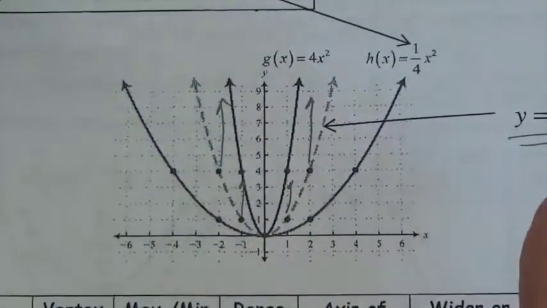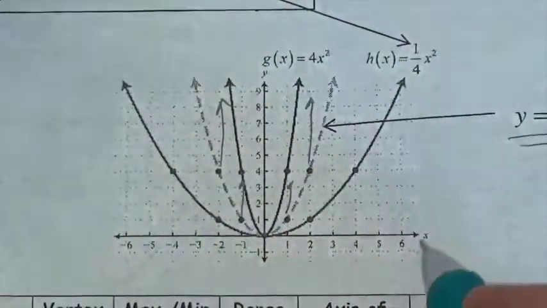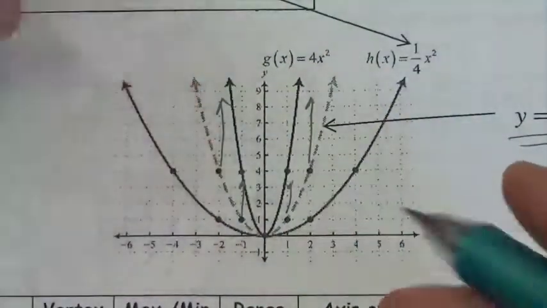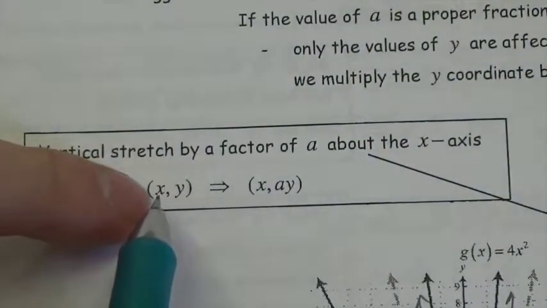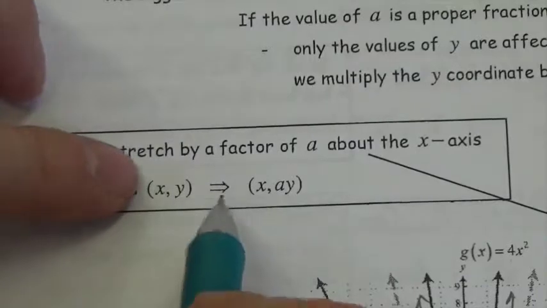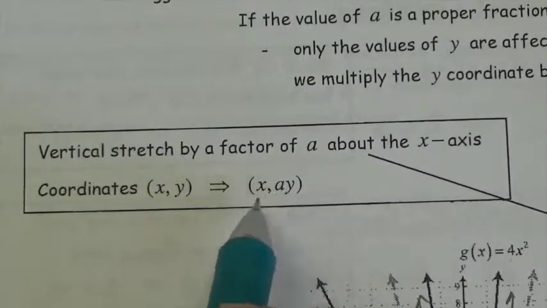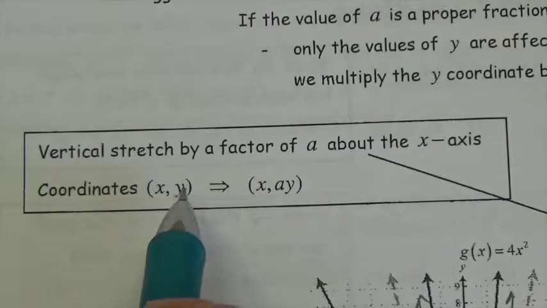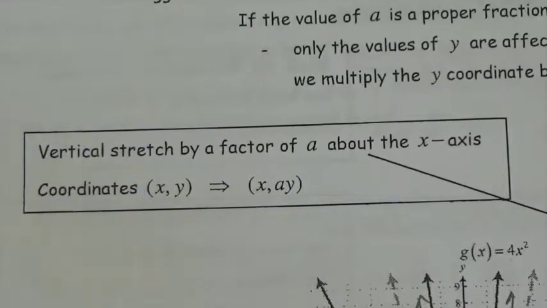Now that's not typically what we see. Visually, most of us interpret this as the graph getting narrower. But in reality, it's actually getting taller. So if you look up here, the point x comma y on the original graph is going to become x comma a times y. We're multiplying the old y coordinate by that value of a.